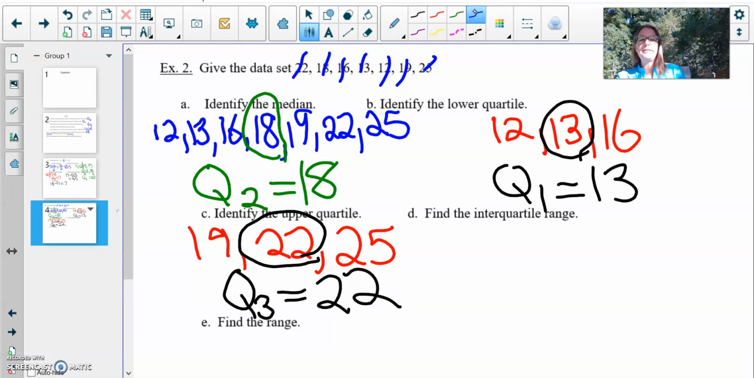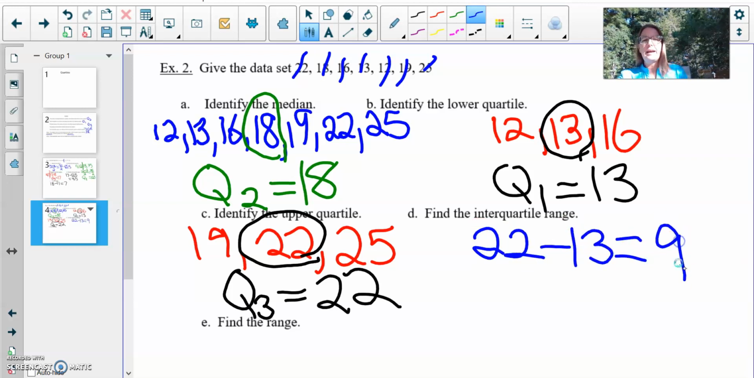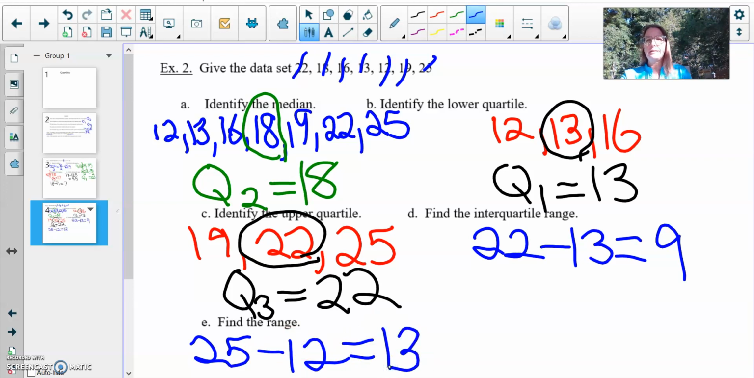For the interquartile range, subtract my upper quartile and my lower quartile. So 22 minus 13 is 9. For the overall range, I take my maximum, 25, and subtract my minimum, 12, from it. So my overall range is 13.